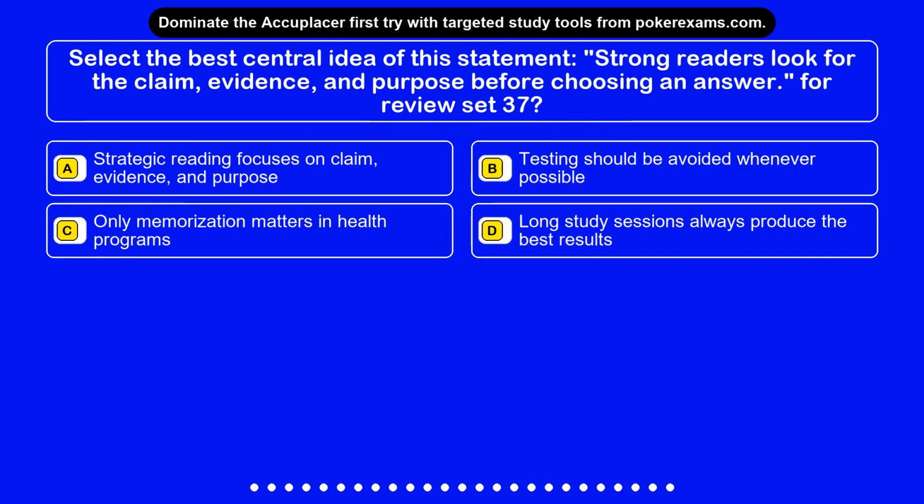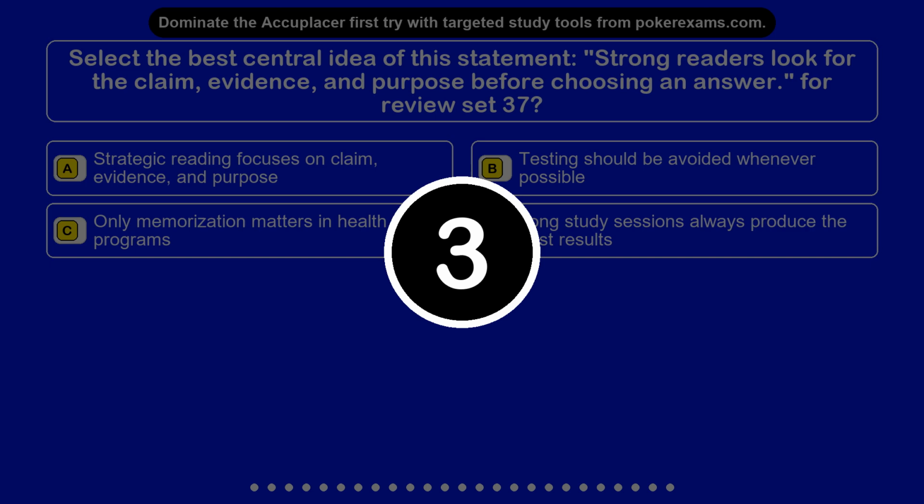Question 13. Select the best central idea of this statement. Strong readers look for the claim, evidence, and purpose before choosing an answer. For review set 37. Option A, strategic reading focuses on claim, evidence, and purpose. Option B, testing should be avoided whenever possible. Option C, only memorization matters in health programs. Option D, long study sessions always produce the best results.